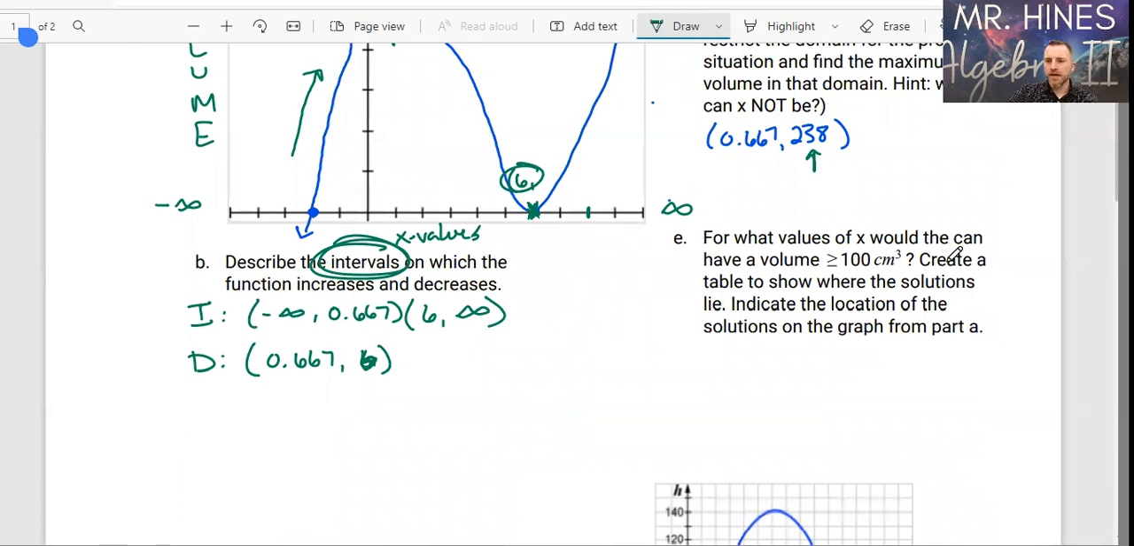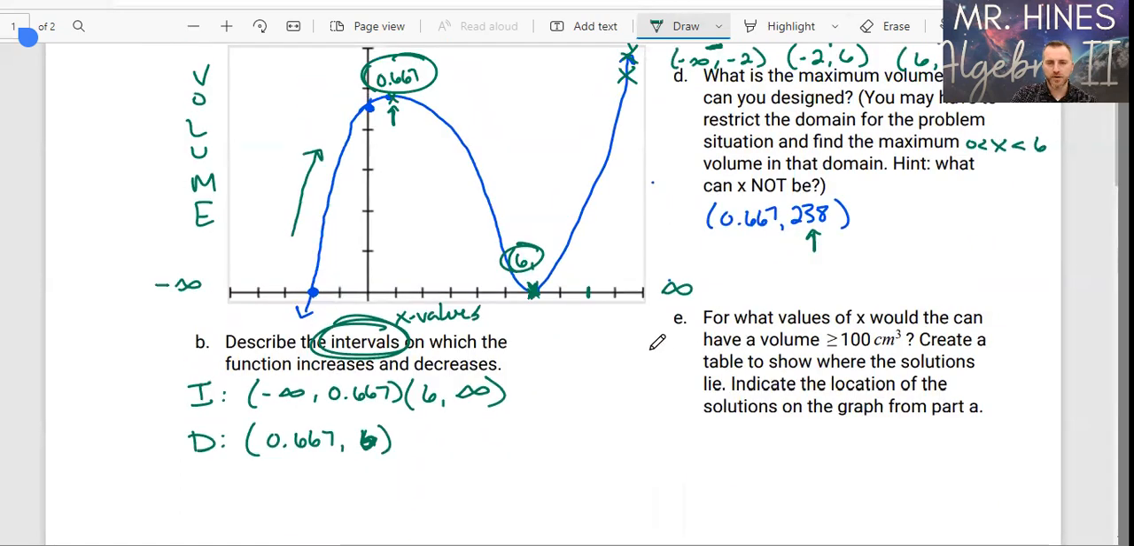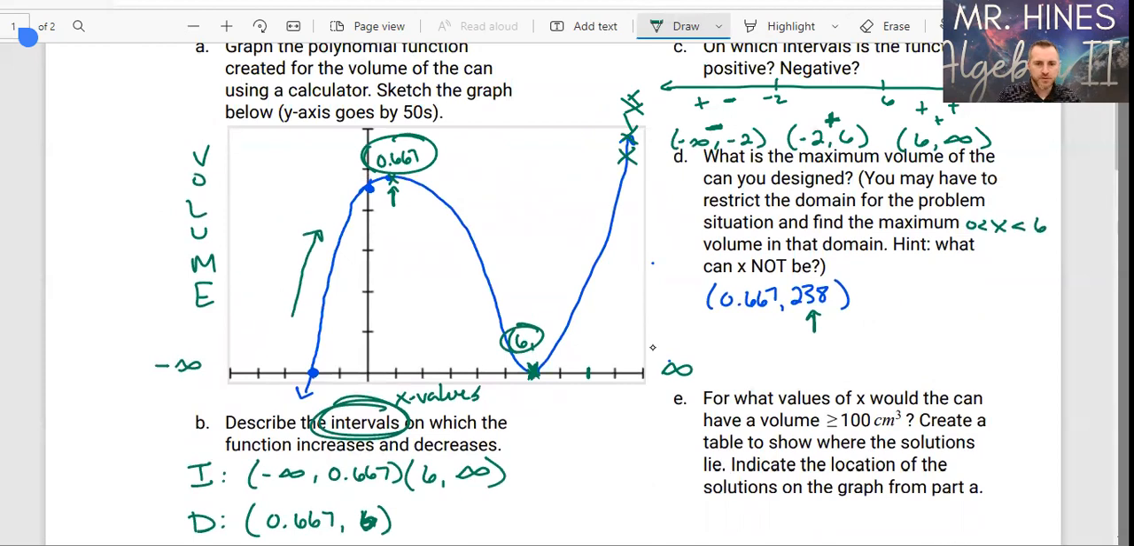For what values of x can you have a volume greater than 100? Create a table to show where the solutions lie. Indicate the location of the solutions on the graph from part A. So what I'm going to do is draw a graph of 100.